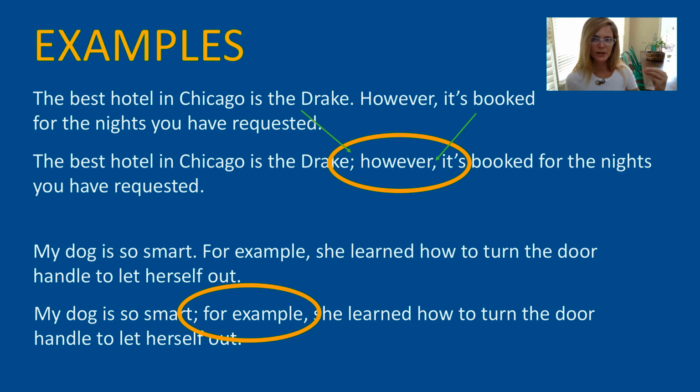We would take out the period after the first sentence. We would replace it with a semicolon. We would keep that transition word. And then, of course, we would keep that comma after the transition word. So you see here, we have my dog is so smart, semicolon. For example, comma, she learned how to turn the door handle to let herself out, period. One long, complex sentence using the semicolon before a transition word or a transition expression.